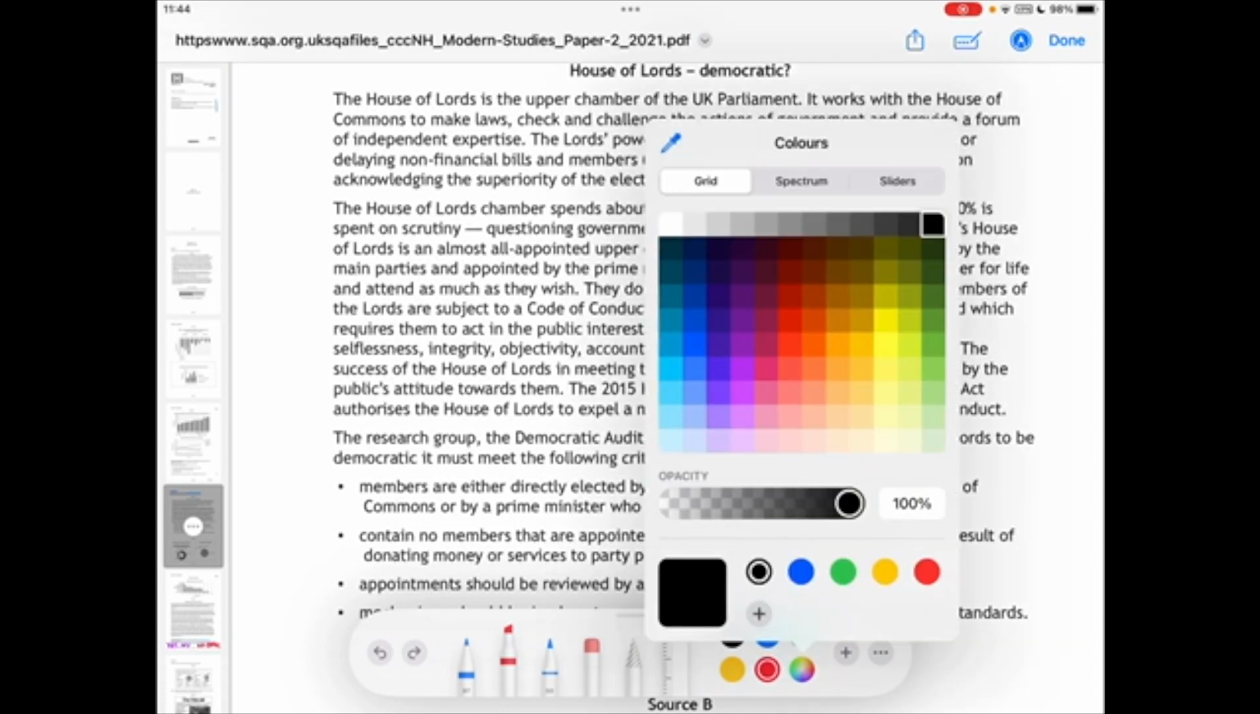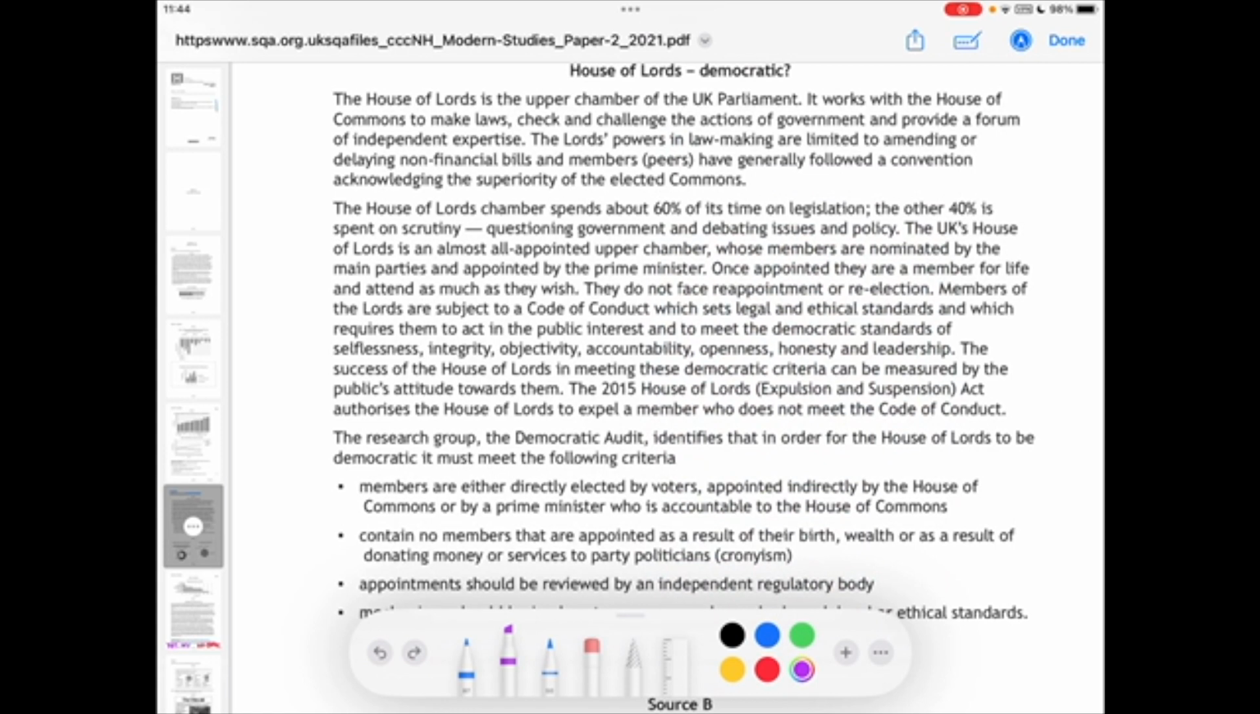In source 1, we can see that the UK's House of Lords is an almost all appointed first chamber, whose members are nominated by the main parties and appointed by the Prime Minister. Well, that suggests it's democratic, okay? They're being put in there, they're being selected, right? They're being appointed. So the Prime Minister is elected and they are then chosen.